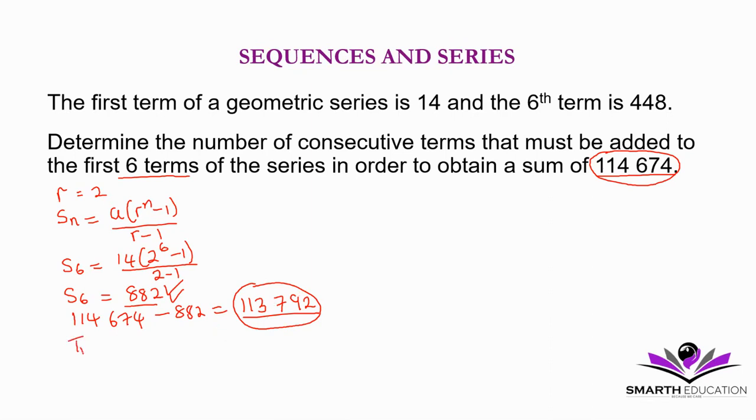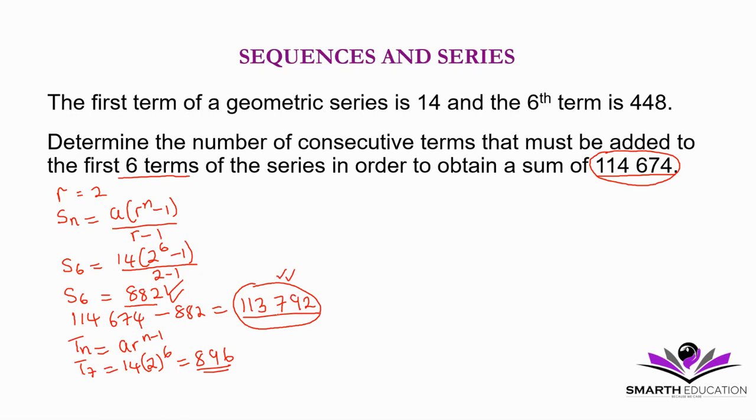So remember, Tn is equal to ar^(n-1). So T7 is going to be 14 times 2 to the power 6, because 7 minus 1 is 6. And then we get 896. So now it means the 7th term is 896. So we're going to add these terms to get this.